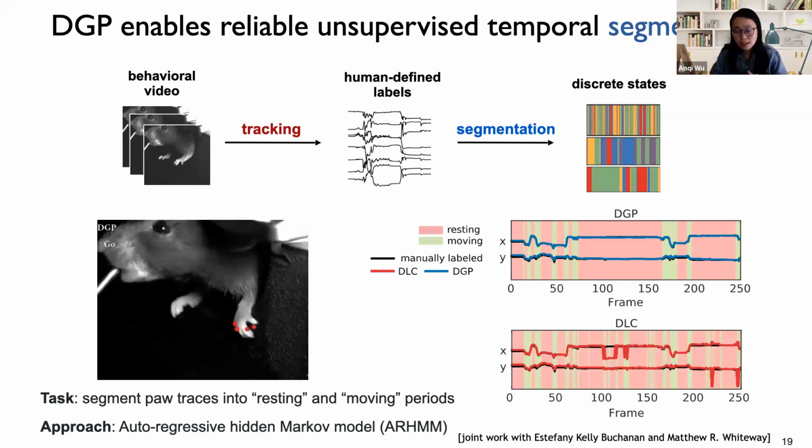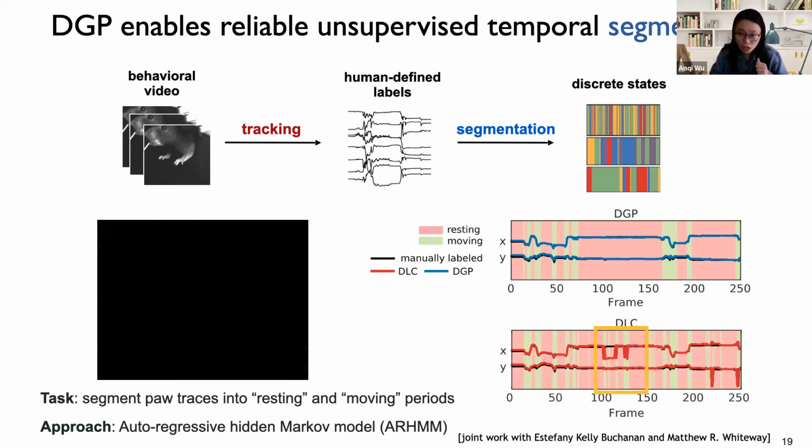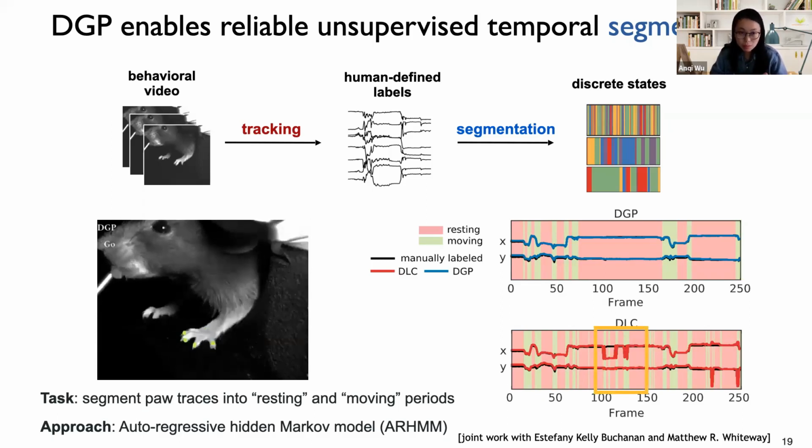If we now look at the red DLC traces and their segmentation by ARHMM, we can find that the glitches, especially between frame 100 and 150, lead to erroneous state switches. So we can conclude that high quality pose estimation from DGP can benefit this downstream behavior segmentation task, rendering us interpretable dynamic states to understand the behavior of this mouse.